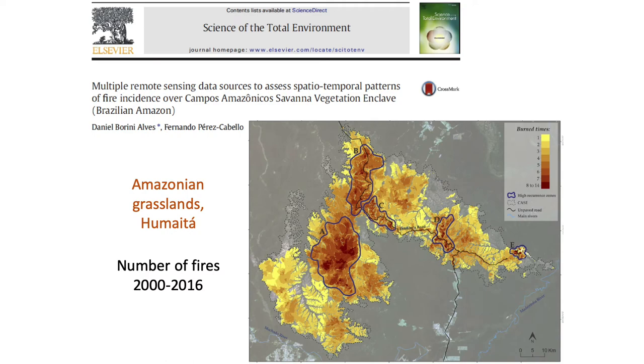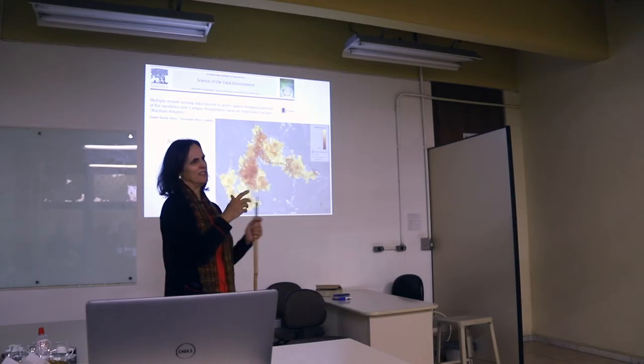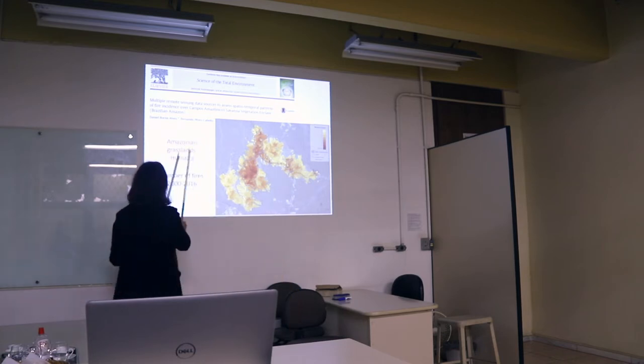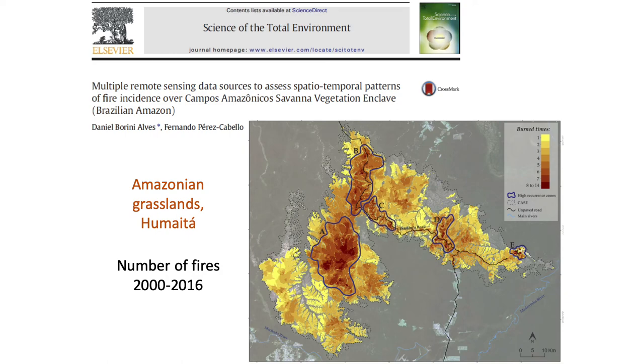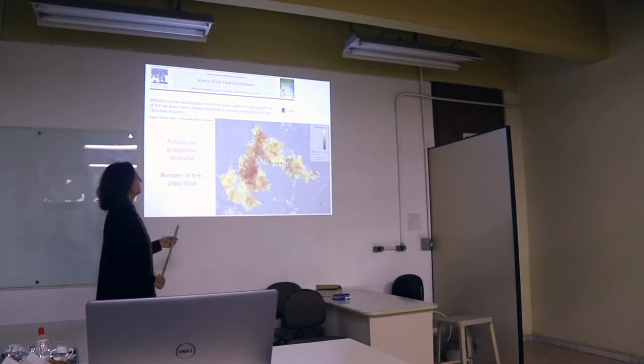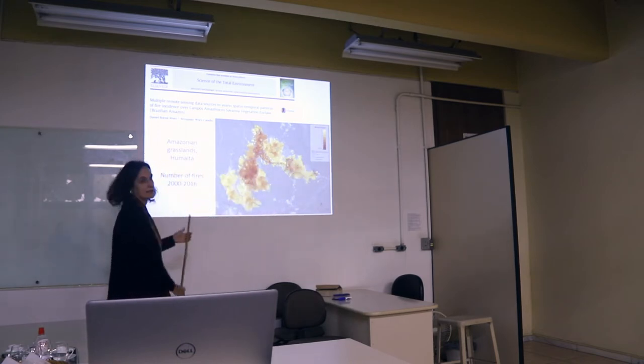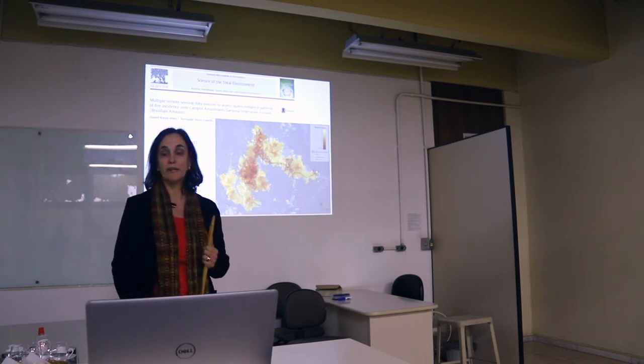Some people think, as I thought, these grasslands never burn. They are in the middle of the Amazon forest. But they do. This is Alessandra's postdoc, and he has published this paper recently. These brown areas have burned from 8 to 14 times in 16 years. So it burns frequently.